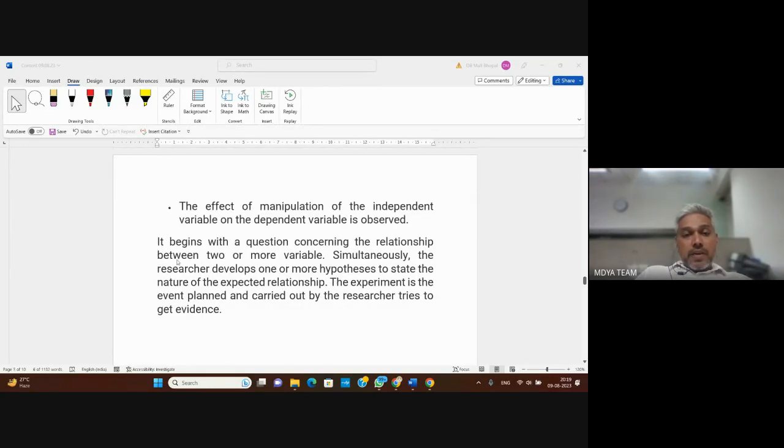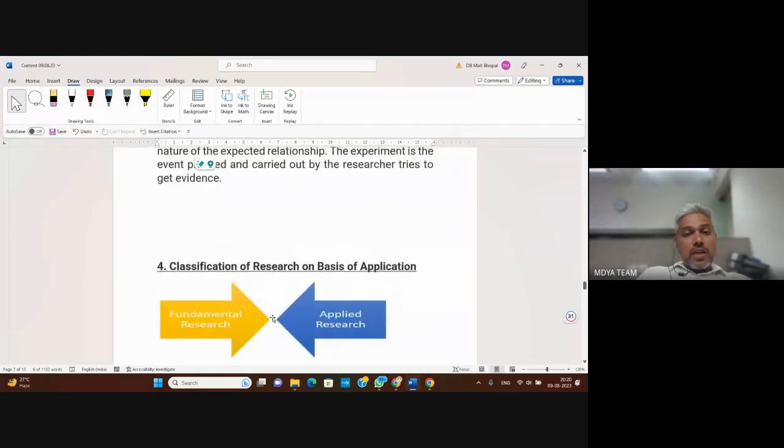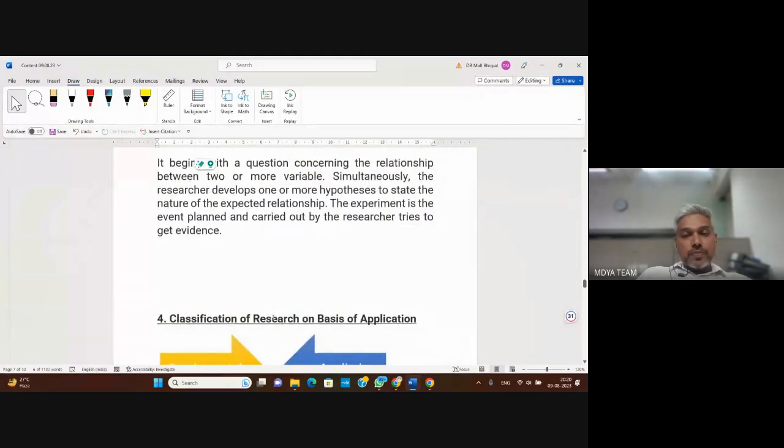Remember it. It begins with a question concerning the relationship between two or more variables. Simultaneously, the researcher develops one or more hypotheses to state the nature of the expected relationship. The experiment is the event planned and carried out by the researcher to try to get the evidence. So this is about experimental research.